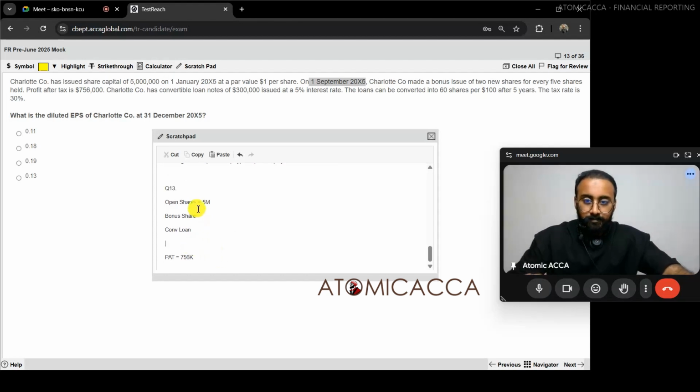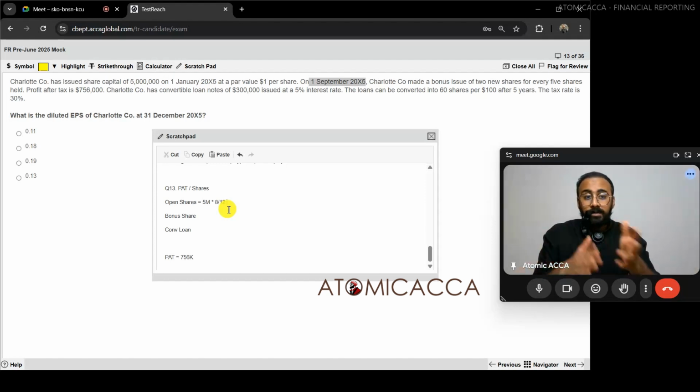First we have to find out the EPS calculation. That is equal to profit after tax divided by number of shares. So first we need to find what happens with profit after tax, then what happens with shares also. We have two parts to this calculation. First, the opening shares of 5 million are in the company for 8 months. After that, some bonus shares are being issued.